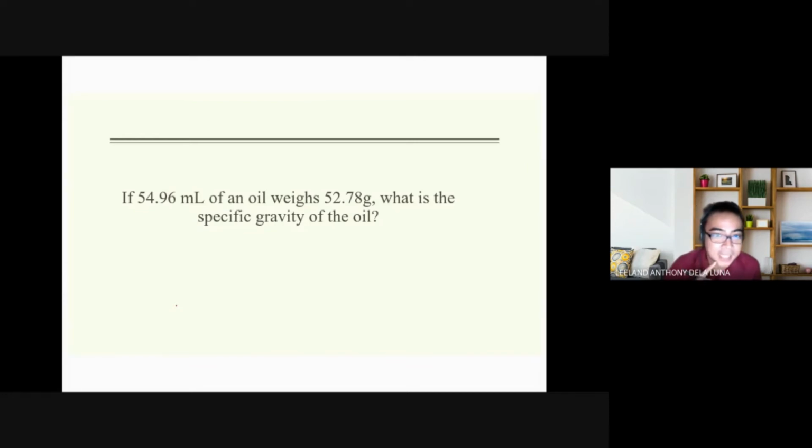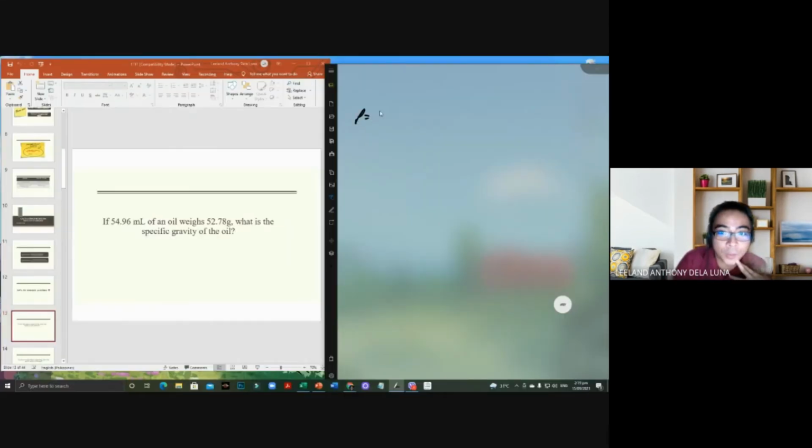If 54.96 ml of an oil weighs 52.78 grams, what is the specific gravity of the oil? So density is equal to mass over volume. So sabi natin, 52.78 grams divided by the volume, which is 54.96 ml. And the density would be 52.78 divided by 54.96. We get an answer, class, of 0.96 gram per ml. Okay, 0.96 gram per ml.